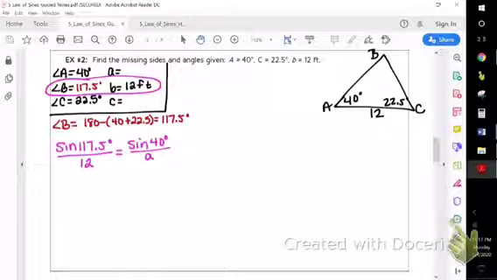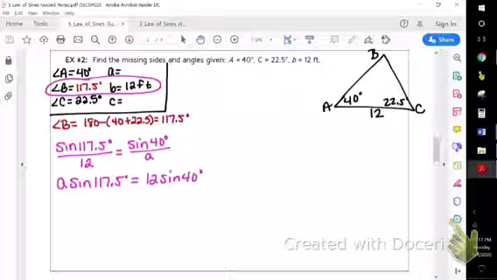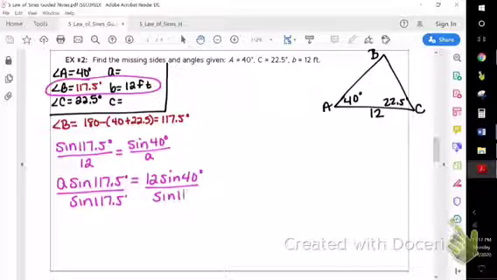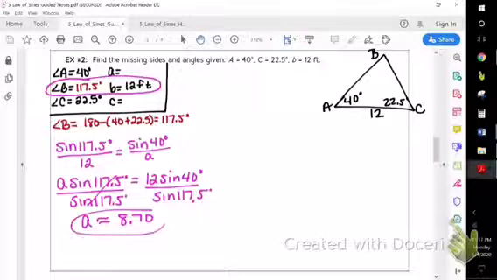So let's cross multiply and divide. So A times sine of 117.5 degrees will be equal to 12 times sine of 40 degrees. Remember, you're solving for A, so divide by that sine of 117.5 degrees. And we know that A is approximately, you should get 8.70 feet.